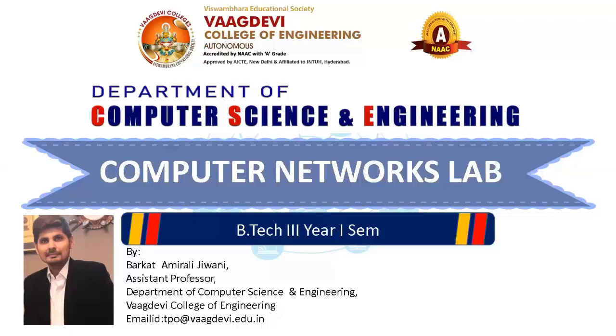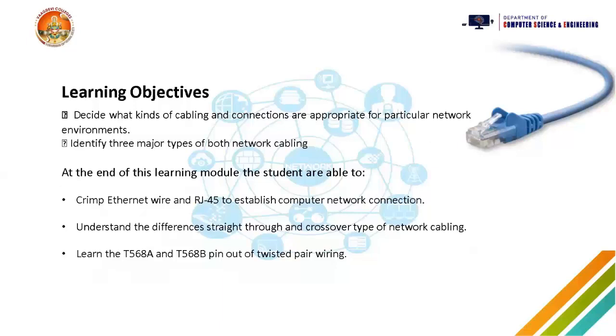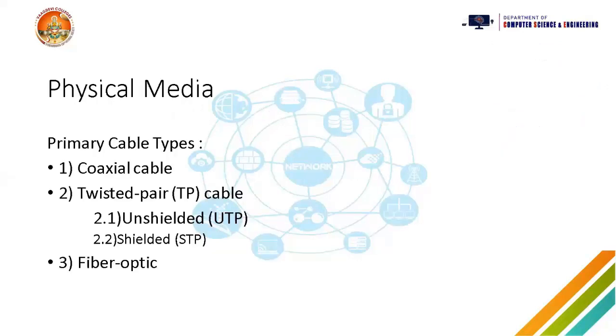Let's get started. Today we'll talk about guided media, the different types of network cabling, and the color combinations. In physical media we have different types of cables. The first one is coaxial cable, the second is twisted pair cable. In twisted pair cable we have two types: unshielded twisted pair, known as UTP, and shielded twisted pair, known as STP. The third is fiber optics.